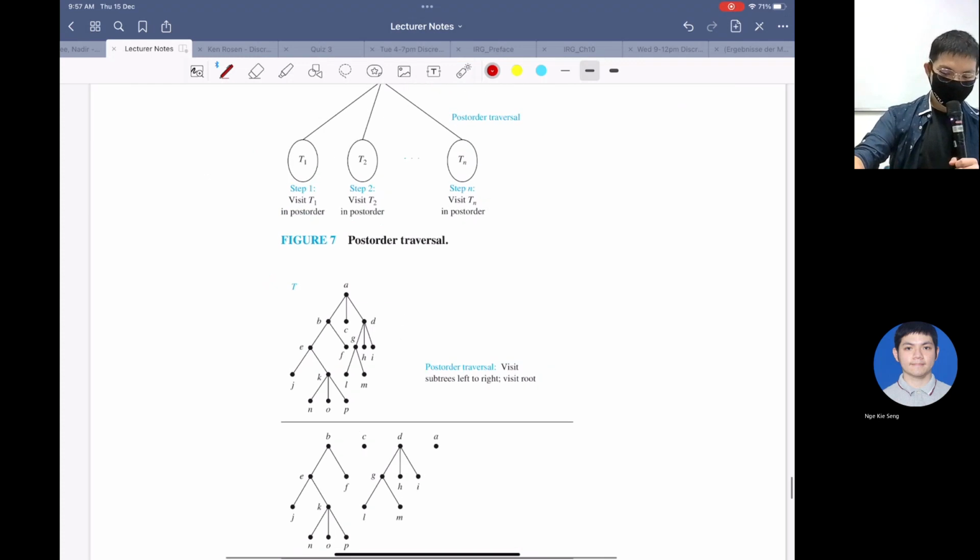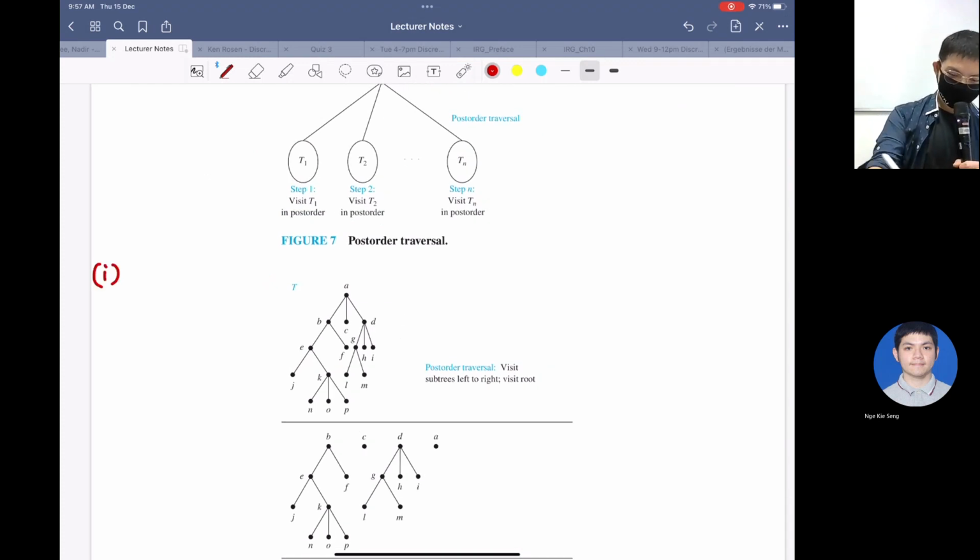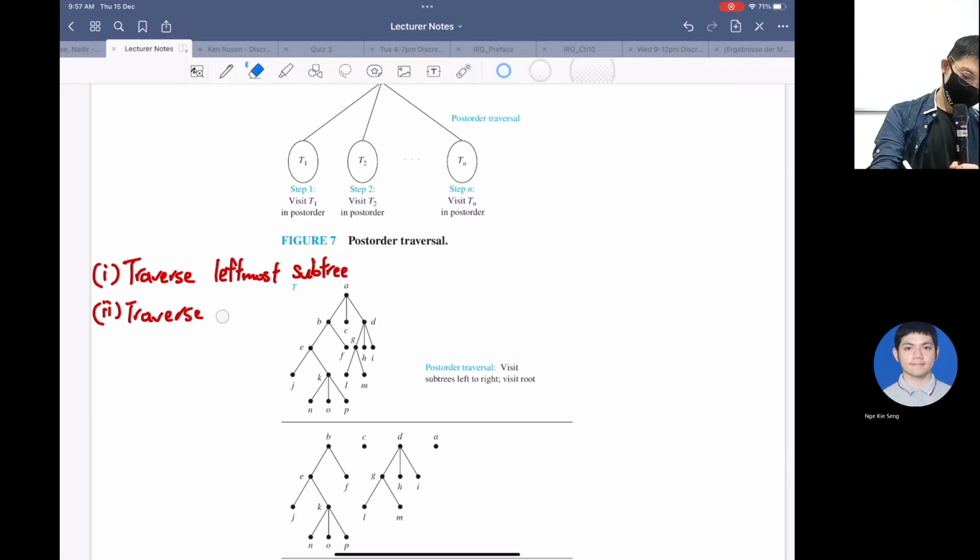So post order, first step, what do you do? Traverse the leftmost subtree. Second step, what do you do? The right subtree. And then last, what do you do? Visit the root. Okay, you visit the root last.